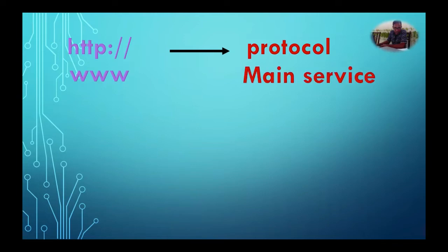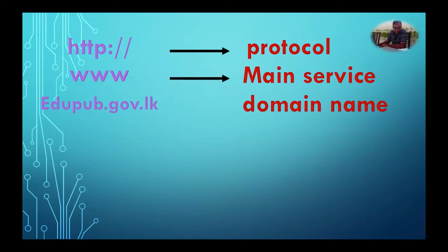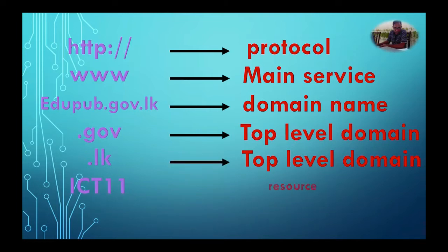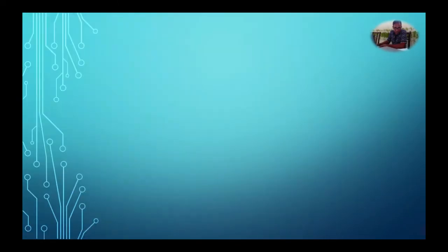First is HTTP. HTTP is Hypertext Transfer Protocol. Later on I'll explain the meaning and use of all these groups; just understand the analysis of the website address here. HTTP is a protocol. WWW is the main service. That is what you have to understand here. edupub.gov.lk is the domain name. The .gov is a top level domain, and there is another top level domain, .lk, which is also a top level domain, a country domain. And here is what we need: ICT 11 is the resource, the document or file that we want to see or download using that website.